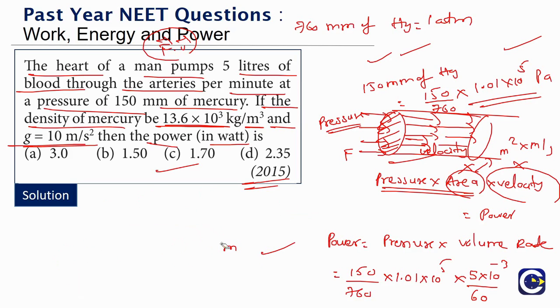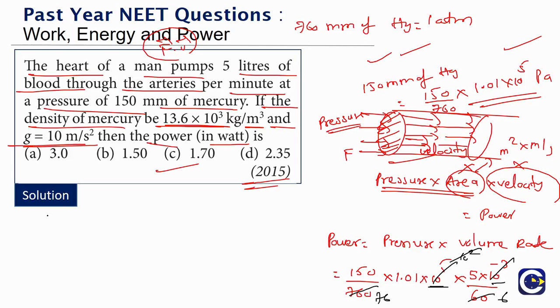So that we'll be able to arrive at the closer option in lesser time. So look at this carefully. This is 10 power 5, 10 power minus 3, so 10 power 2 will remain. 6s, 76s. The 10 power 2 also will get cancelled.